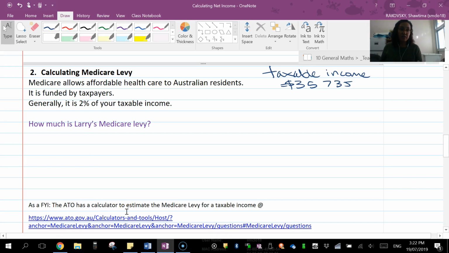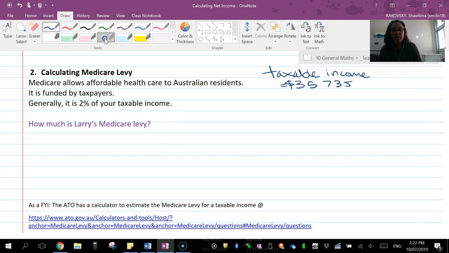and it just depends on a whole lot of other social situations, like your personal situation. So if you've got children, don't have children, have a disability, or you have certain things that make you exempt from it. So anyway, that is the general rule though, it's 2%. So if we have a look at the language here, it's 2% of your taxable income. So we're going to take this and find 2% of it, which would mean a multiplication. So the Medicare levy equals 2% of taxable income.